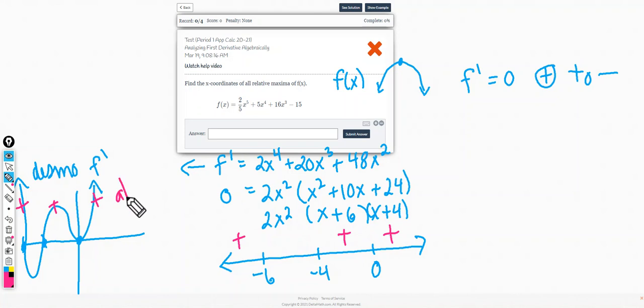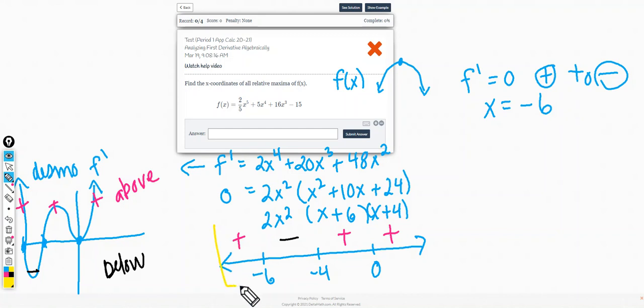Every time you're looking at pluses or minuses, plus is above and minus is below. Words like increasing and decreasing are not described by above and below, only pluses and minuses. So now I'm looking for this particular change in the number line: plus to minus. The only place that changes plus to minus is right here at x equals -6. That's the only place that changes positive to negative, which means that's the relative max. Okay, so x equals -6.